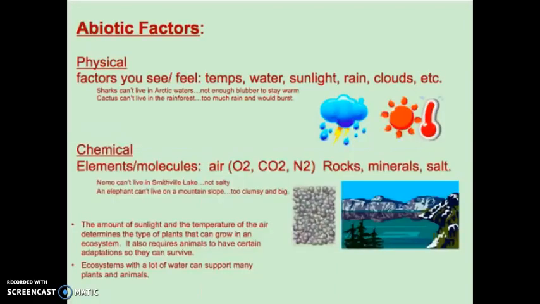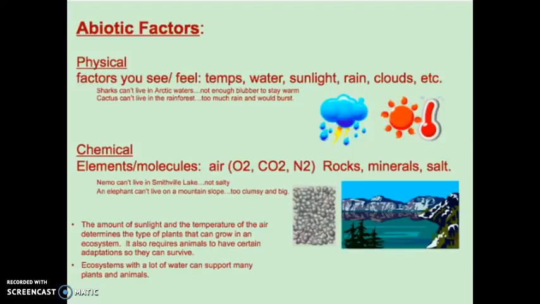Abiotic factors are any type of factor that you can see or feel, and also things that are composed of chemicals, like elements and molecules. So the physical abiotic factors would be things like the temperature, water, sunlight, rain, clouds, etc. And every particular animal has its own abiotic factor that it needs in order to survive. So for instance, a shark can't live in the Arctic waters because they're not built with enough blubber in order to stay warm and survive. And a cactus couldn't live in the rainforest because it would receive too much rain and it would burst.